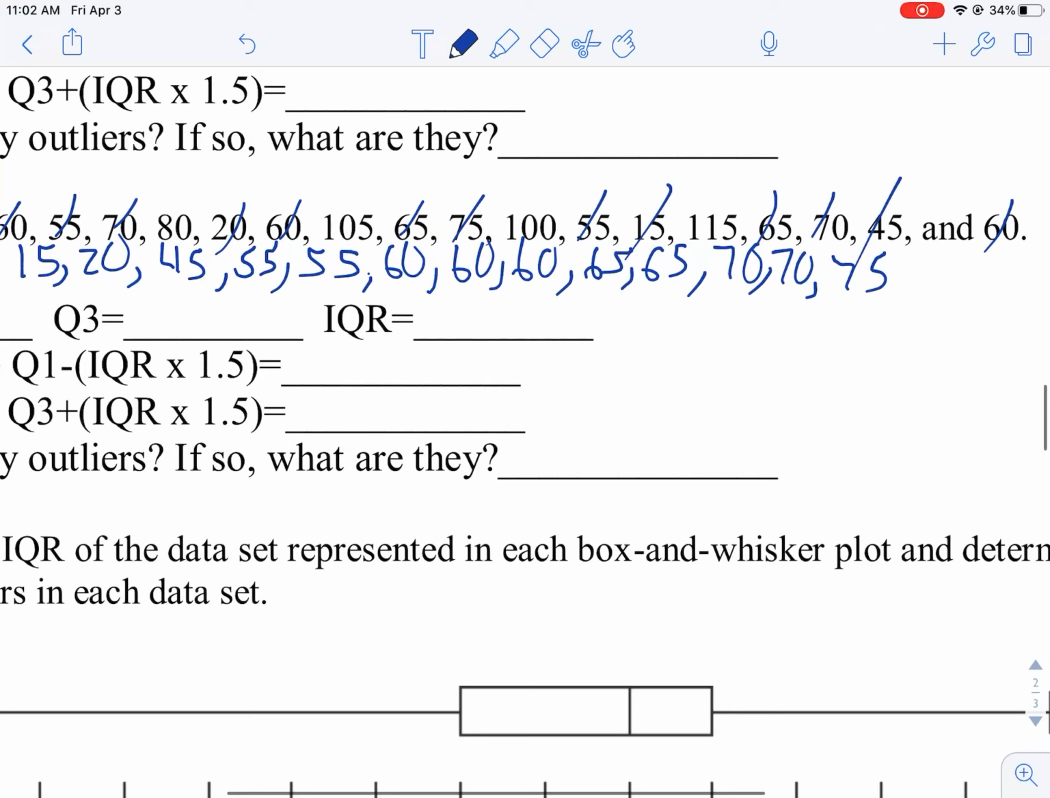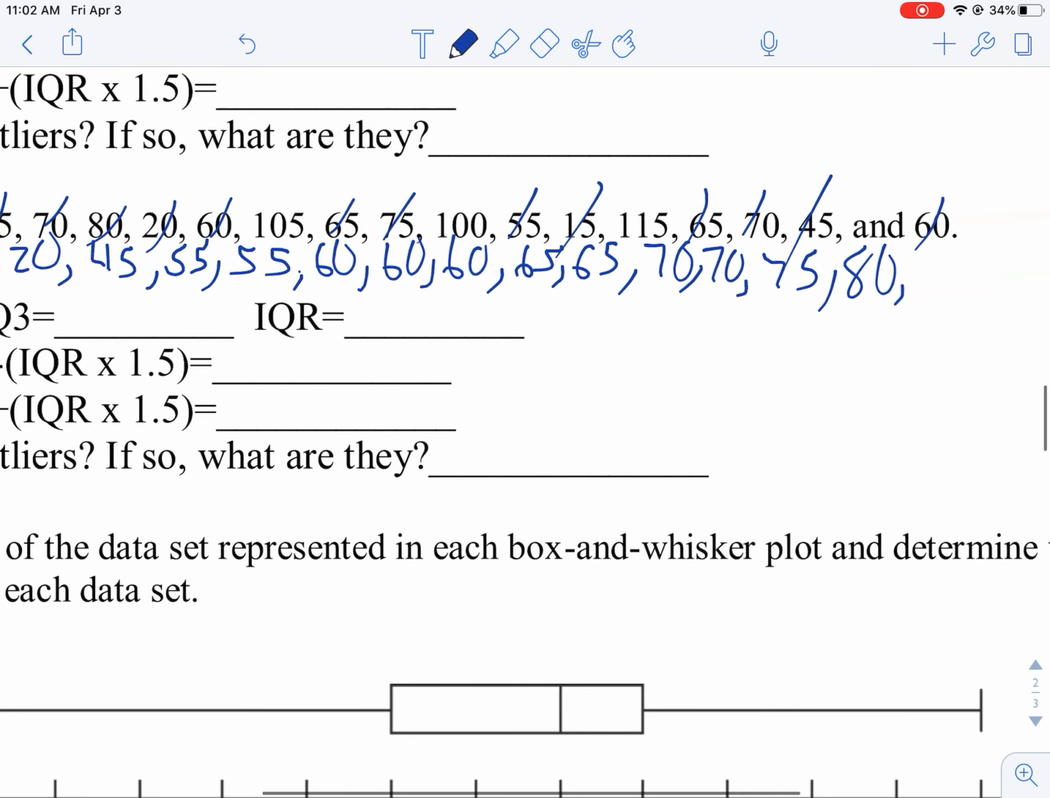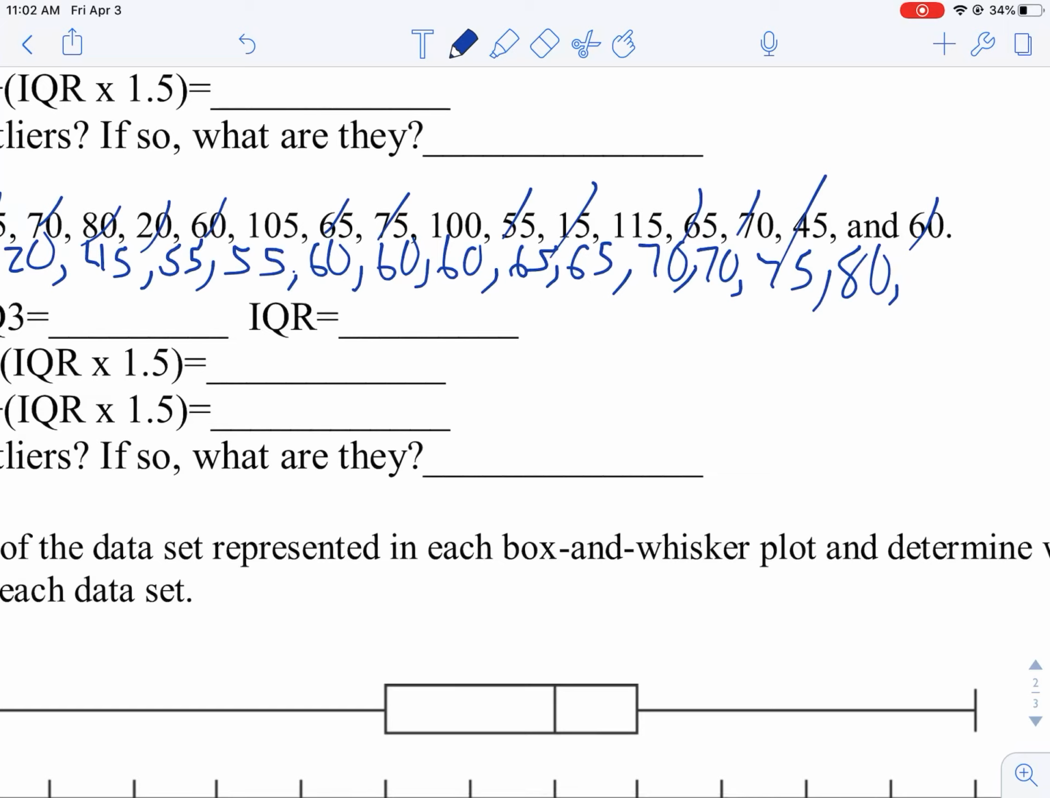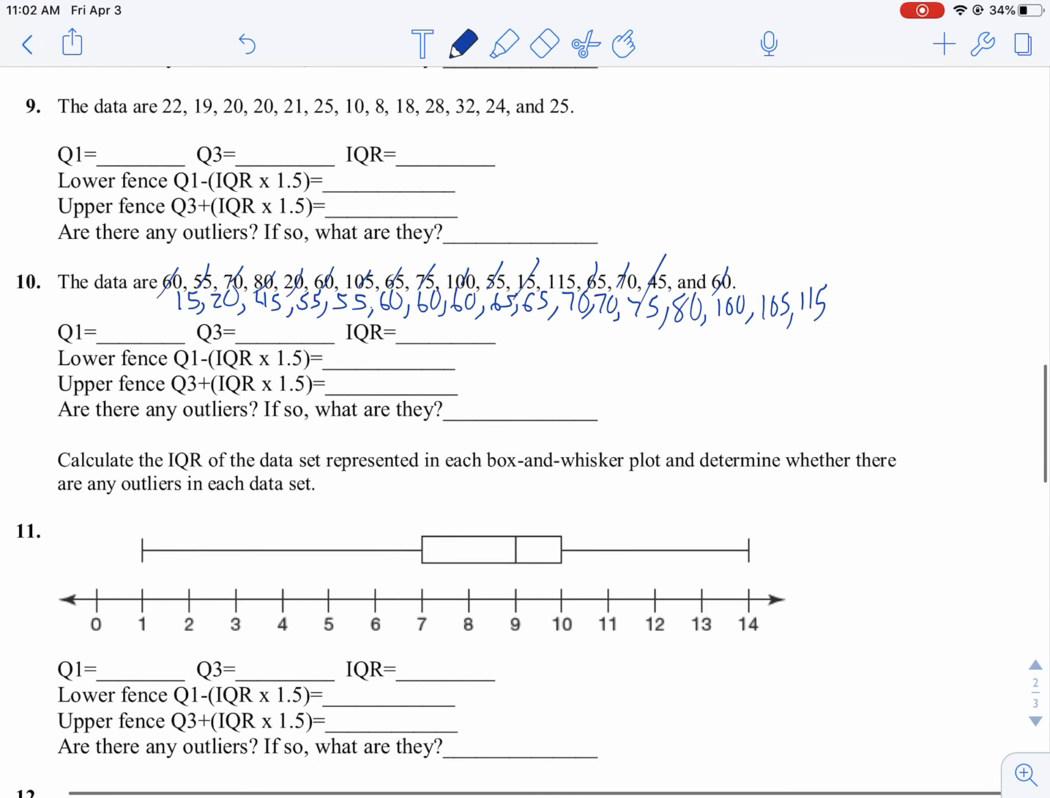Then it looks like 80. Make sure nothing over here. And then I have 100. Then I have 105. And then I have 115. All right, so we now have everything in order. Got all our numbers crossed out.